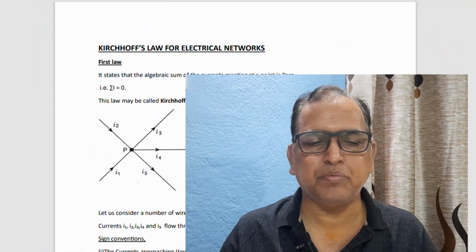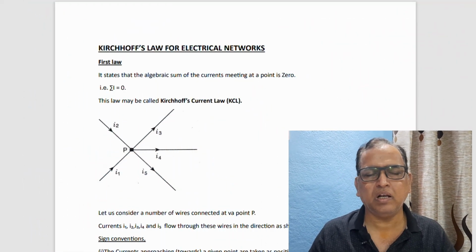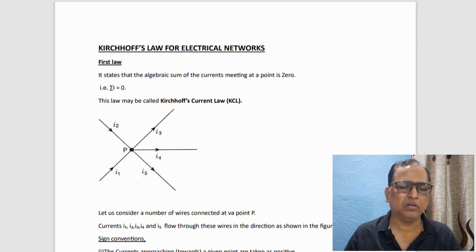Welcome to you all. Today's topic is Kirchhoff's law for electrical network. First law: it says that the algebraic sum of the currents meeting at a point is 0. That is, summation I is equal to 0. This law is also called Kirchhoff's current law or KCL.